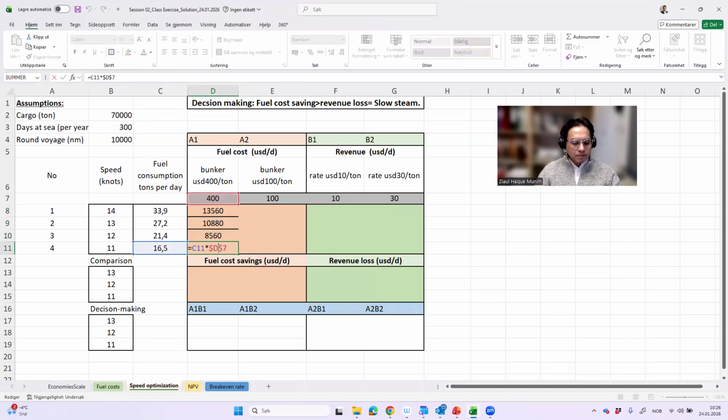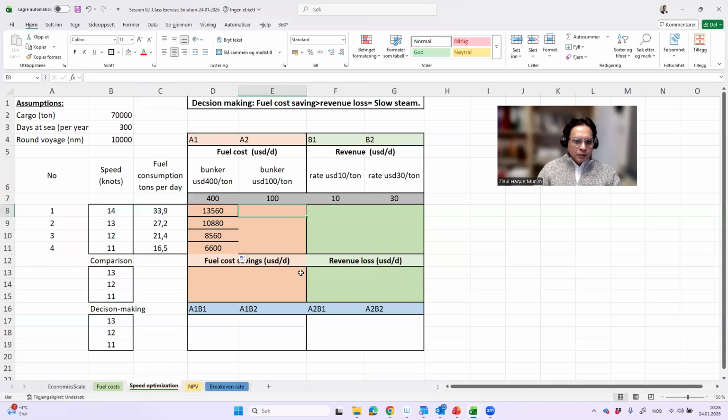Perfect. Okay. Now we do the same thing for $100. So we have this one multiplied with $100. Again, we fix the cell and drag it down. So these are the numbers we are getting here, right? Perfect.